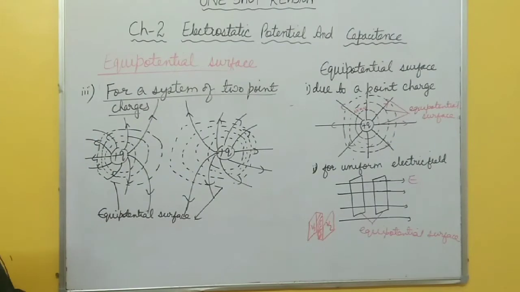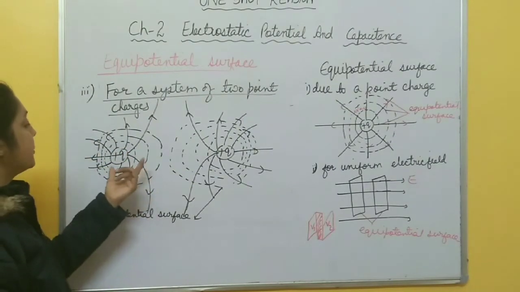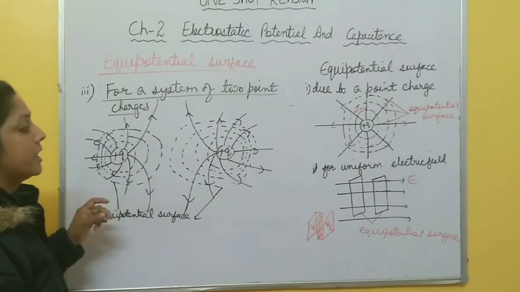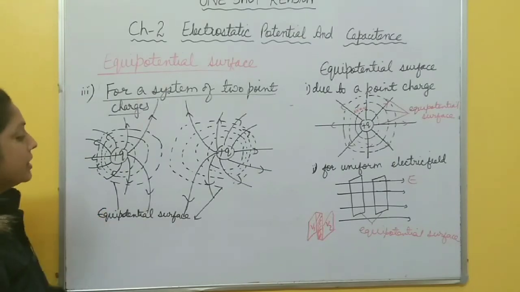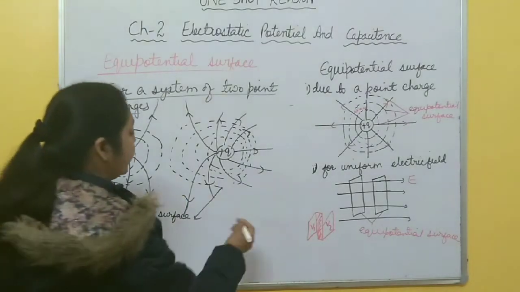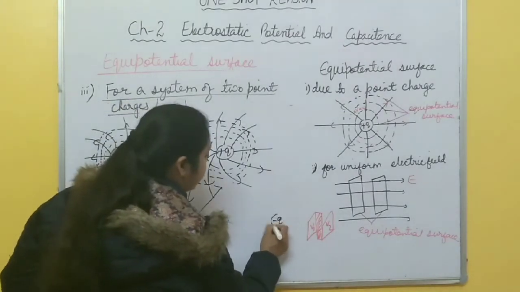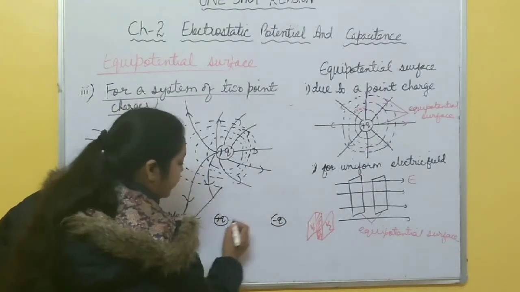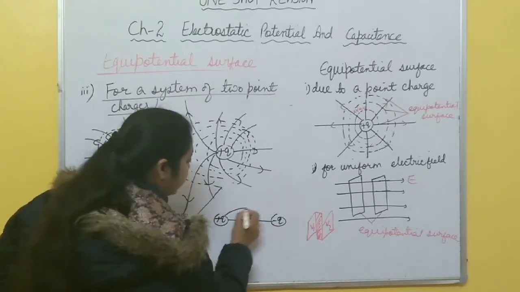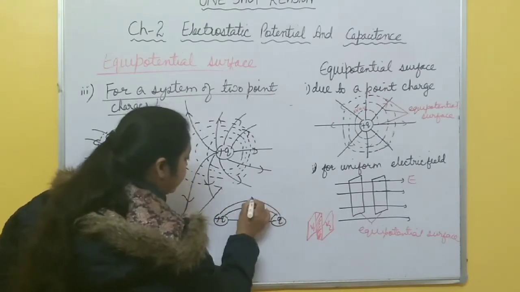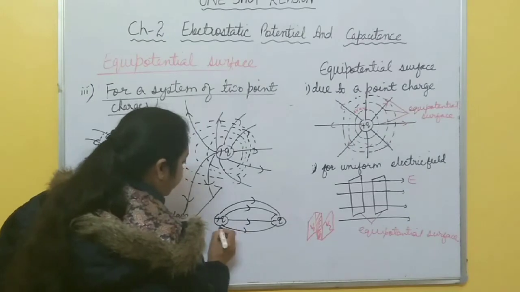And similarly, you have to draw equipotential surfaces for 2 equal and opposite charges. One is plus Q and the other is minus Q. How do you draw for that one? Suppose this is a positive charge and this one is a negative charge. What type of field lines? From positive to negative, right? This side, like this one. These are electric field lines. First you draw electric field lines, okay?